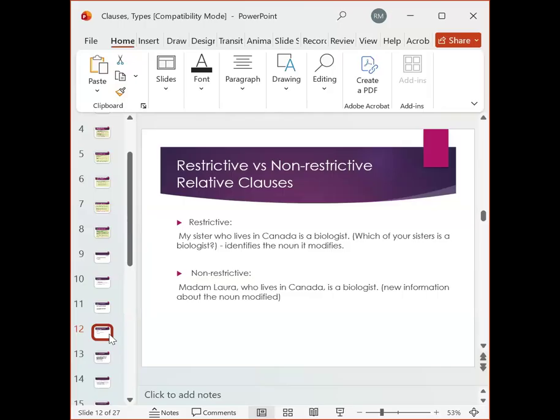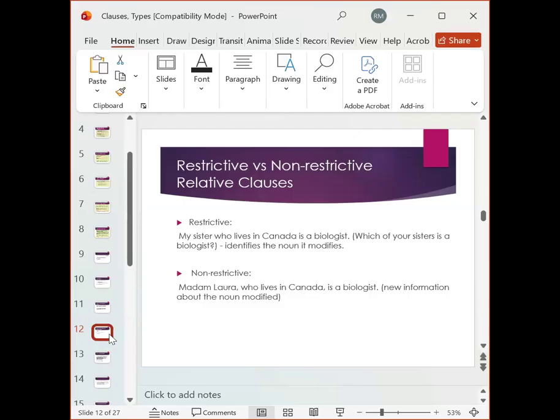Okay. So question, you can even ask which of your sisters is a biologist? And the answer will be the one who lives in Canada. Do you see that? But in the non-restrictive case, Madame Laura is a proper noun, and therefore doesn't need identification. Once we mention the name, there is a presupposition that we all know Madame Laura. Other than that, we would have said a woman, but immediately the name of the person is mentioned, a proper noun is used. It means that we can all, of some sort, identify who that person is.